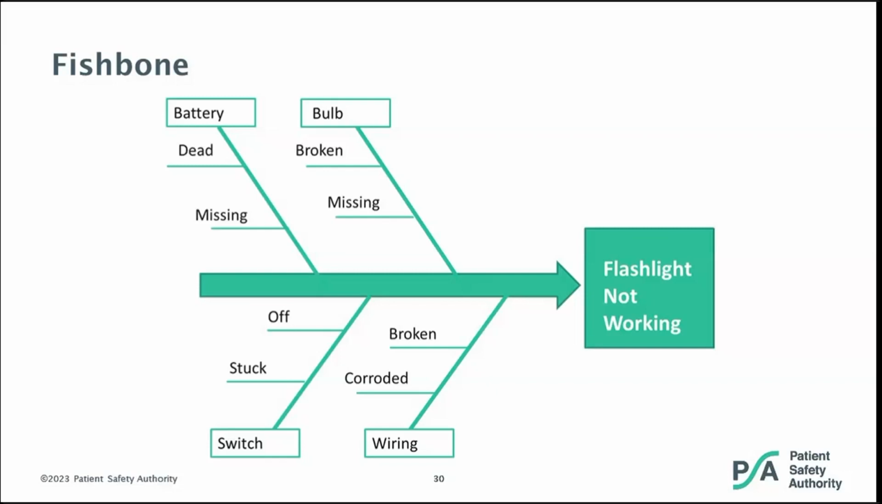Label each diagonal line with a category that could be contributing to the problem or effect. So things like methods, machines, people, materials, and environment are just some examples of things that you may want to consider. Brainstorm all possible causes that could be contributing to the problem or effect and write them down on the appropriate diagonal line. Analyze the diagram to identify what causes are more likely to be contributing to the problem or effect.